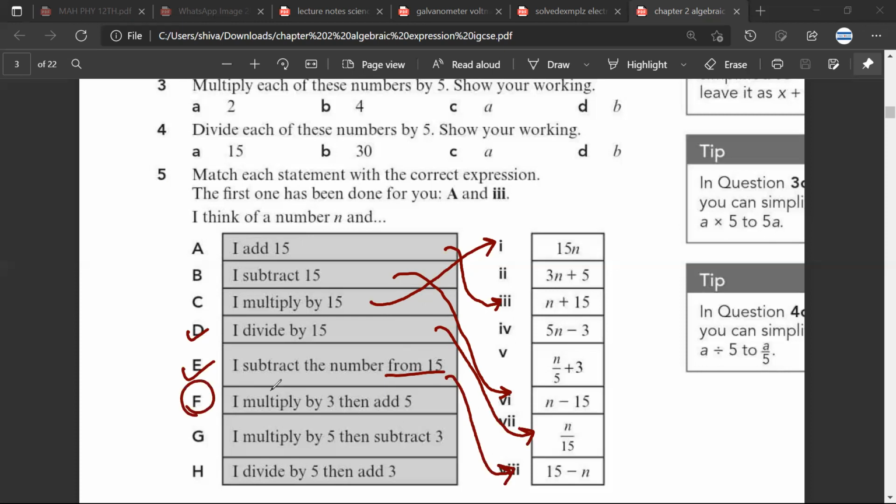Mr. Ariman, F part. 3n plus 5. Shabash. Mr. Sarthak, G part. 5n minus 3. Mr. Ariman, H part. n upon 5 minus 3. Great. Good job. I mean plus 3. Great.